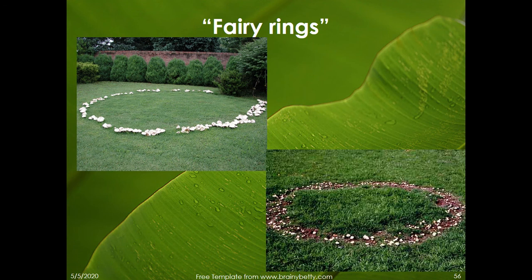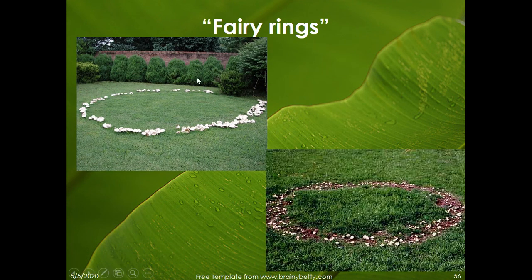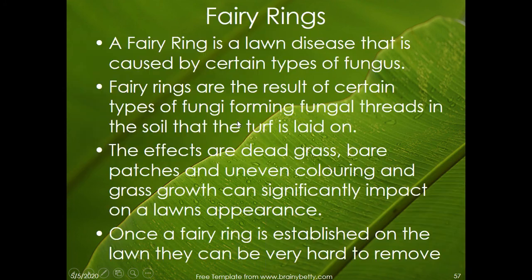And this is a fairy ring, an example of Basidiomycota. So what is a fairy ring? As you can see, the fungi form a ring here. A fairy ring is a lawn disease caused by a certain type of fungus, and the effect is dead grass. Grass cannot grow in that area, and it will cause a bare patch and uneven coloring of the grass growth.